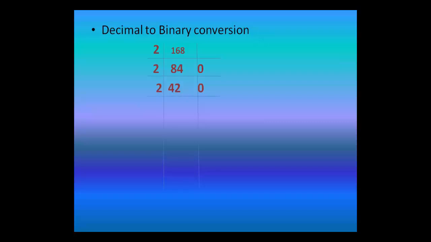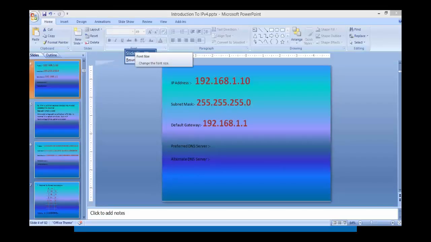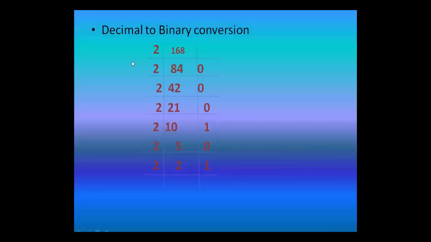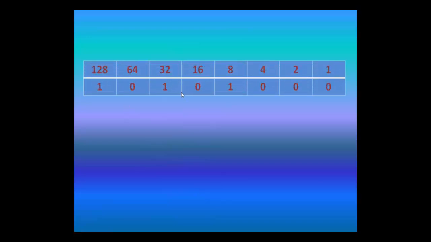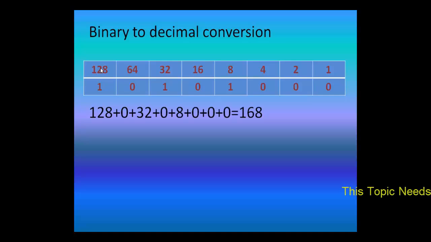Same process here. 160 is a decimal number, keep dividing by 2. Look here. 10101000 will be the equivalent. Start from this side to this side. Same is the reversal process. 10101000. 2 raised to power 0, 1, 2, 3, 4, 5 up to 128, and it will be 168.